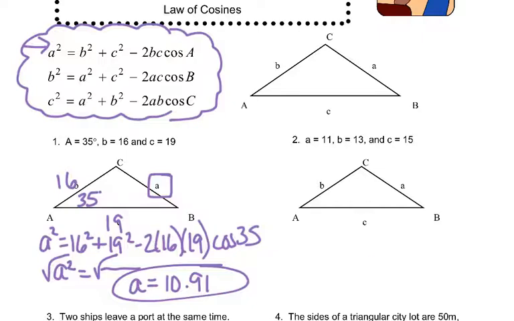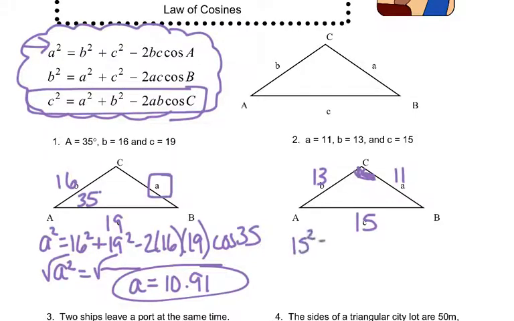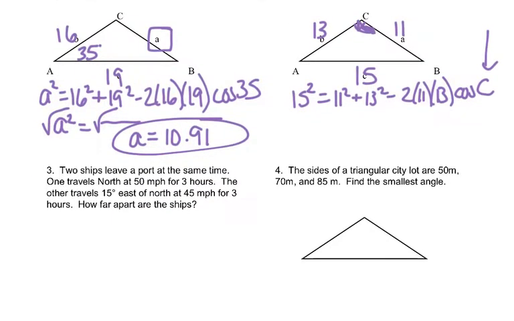The only other version of law of cosines is when you're trying to find an angle, okay? So they're giving you side, side, side. So let's say we're trying to find angle C. For this one here, I would use this version, where c squared, 15 squared, equals 11 squared plus 13 squared minus 2 times 11 times 13 times the cos of C, and that's what I'm looking for. So here I got 225, this adds up to 290 minus 286 cos C.